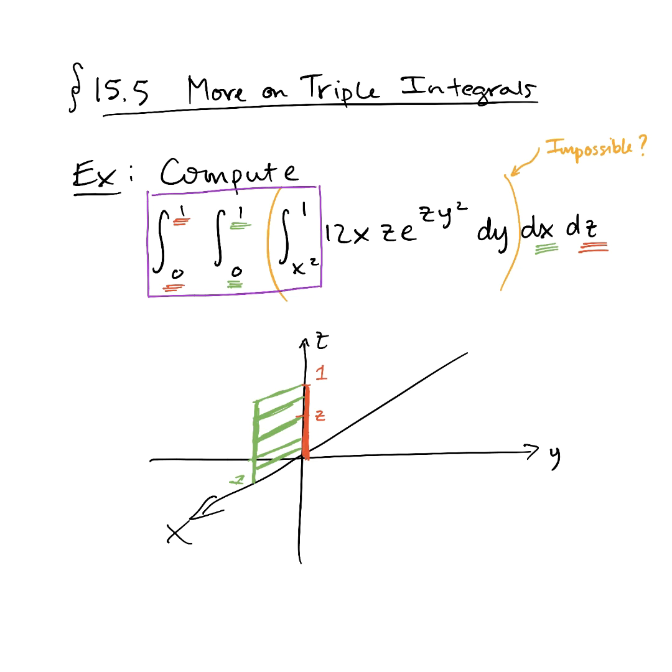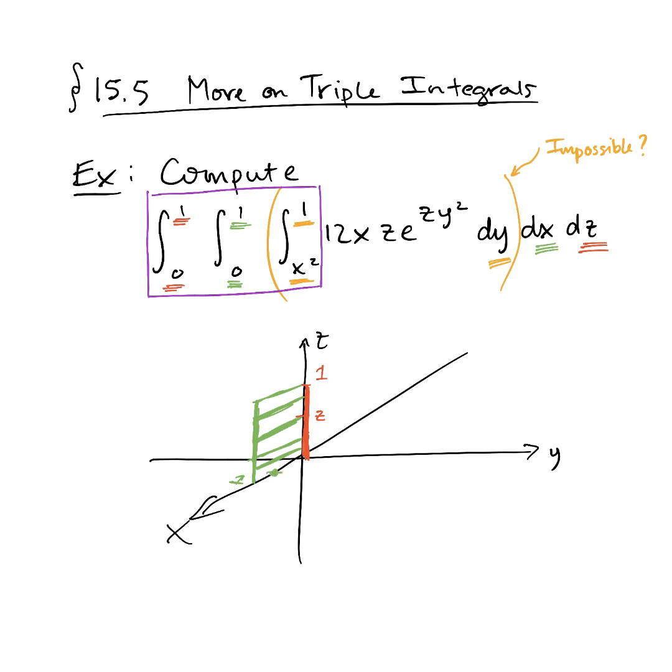Now, having chosen an x and a z in that square, that 1 by 1 square, look at that last variable of integration. y runs from x squared to 1. So imagine we were down at z equals 0 and say this x. What if we were here in the square?